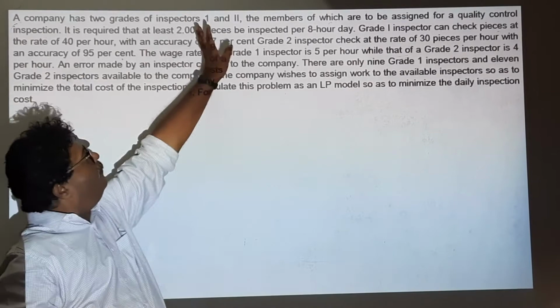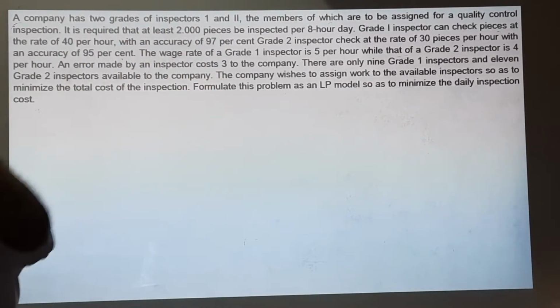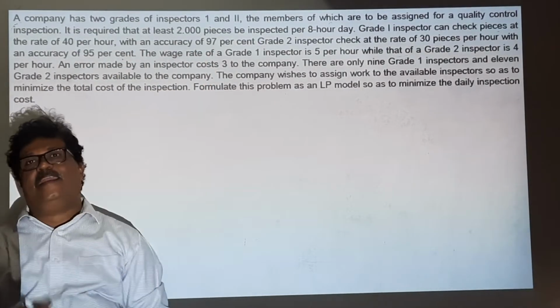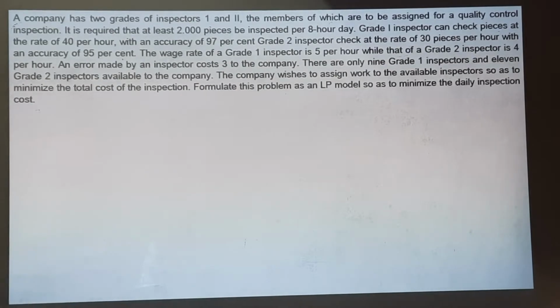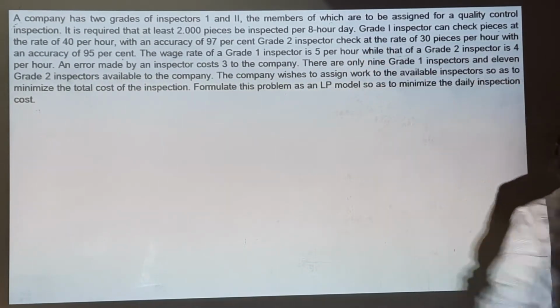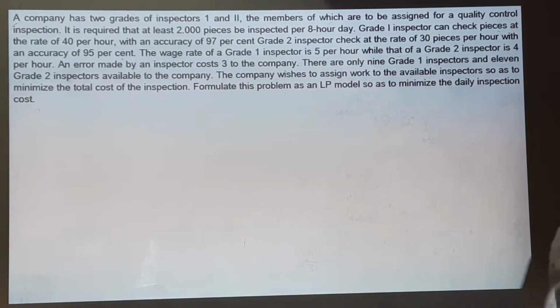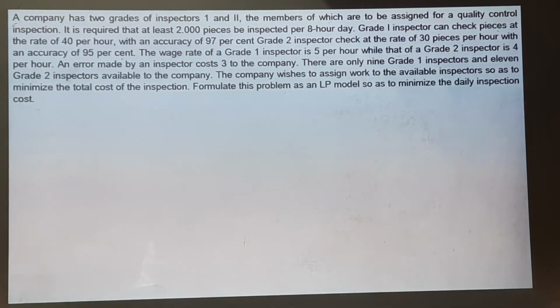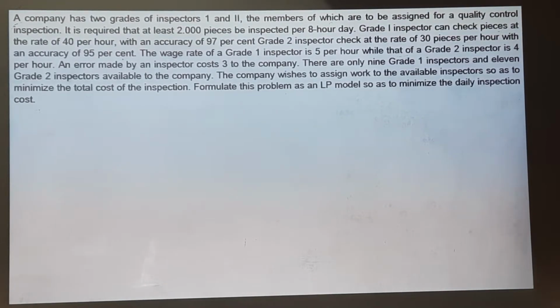But for grade 1 inspector, there is an accuracy rate of 97%. That means out of 100 pieces, 97 they will check correctly, but 3 defective items will go through the process. Whereas for grade 2 inspector, there is an accuracy rate of 95%, and that means out of 100 products they inspect, 95 they will do correctly, but 5 defective pieces will go through the process.